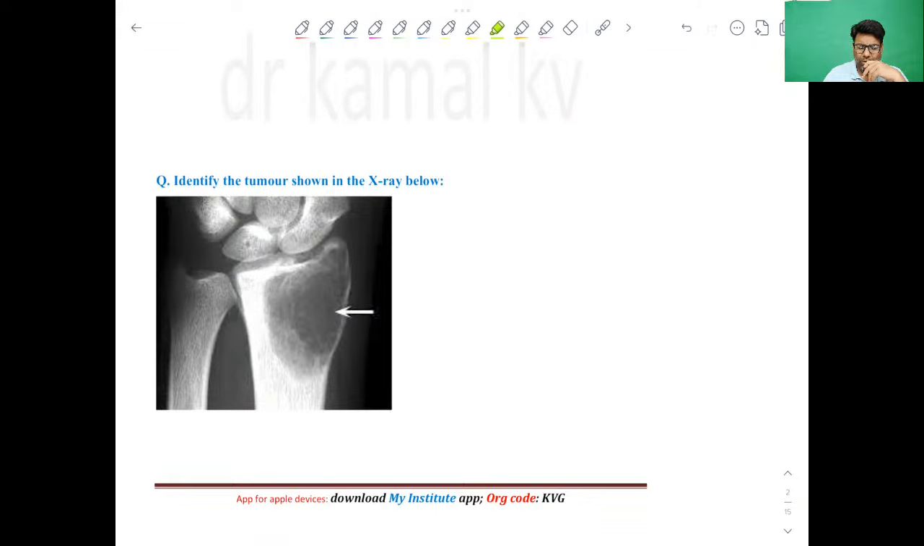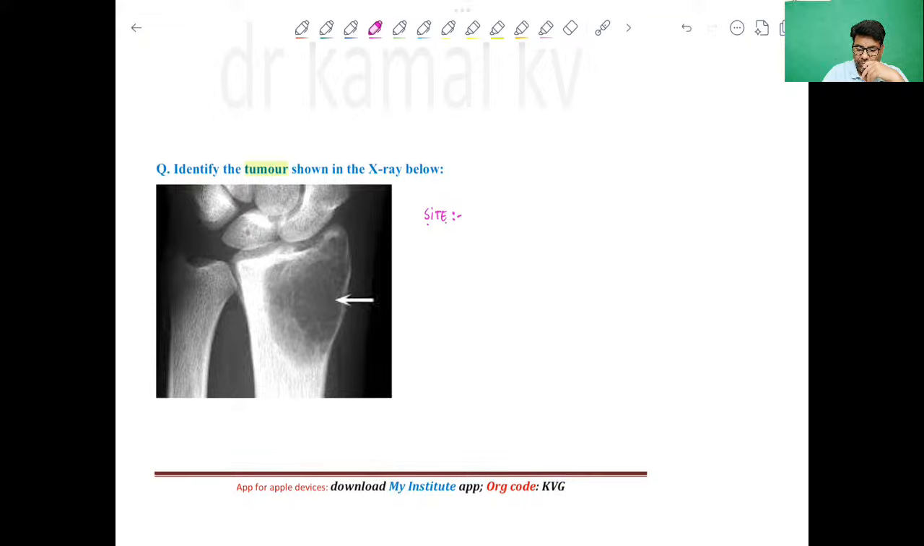Then the next question is an image based question, and this is about a tumor. Whenever you have image based questions regarding a tumor, the very first thing you have to look at is the site or the location in the bone, whether it is in the epiphysis, the metaphysis, or the diaphysis. There are at least 3 tumors which everyone should know. If it is in the epiphysis, think of giant cell tumor. If it is in the metaphysis, think of osteosarcoma. And if it is in the diaphysis, think of Ewing sarcoma, right?